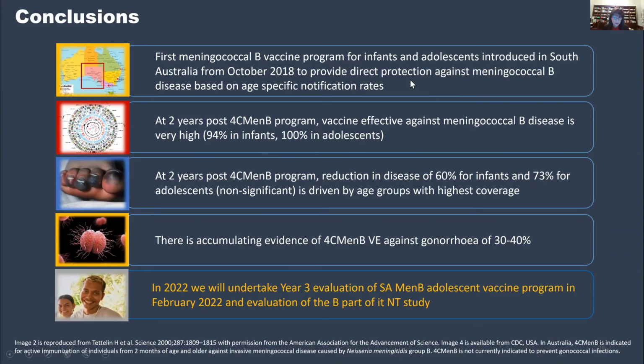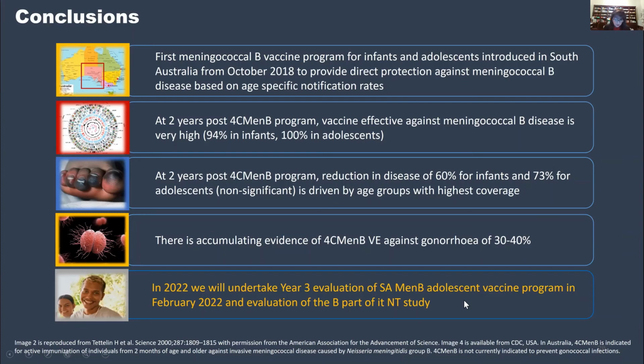So just to summarise then, we have in South Australia a program that covers meningococcal disease prevention across all the strains that cause disease in infants and adolescents, based on providing direct protection against meningococcal disease. We've shown high vaccine effectiveness against meningococcal B disease and reduction in disease in both age groups. And I think from the evidence I've shown you tonight, there is accumulating evidence of vaccine effectiveness against gonorrhea of about 30 to 40%.